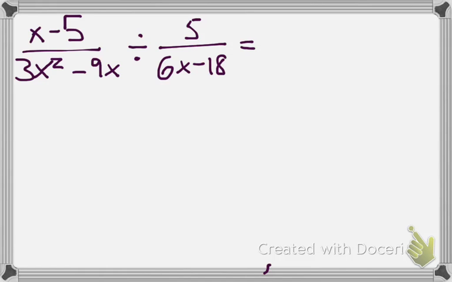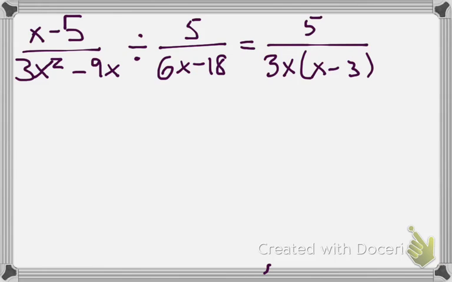Okay, so first things first. We can say, okay, x minus 5 can't be factored, but 3x squared minus 9x definitely can. So here we have a GCF of 3x, right? And that leaves us x minus 3 on the bottom and x minus 5 on top. I know that 5 can't be factored, but 6x minus 18 should leave me with a GCF of 6 and x minus 3. Okay? And so I know that anytime I see a match like I have here, things are looking pretty good.